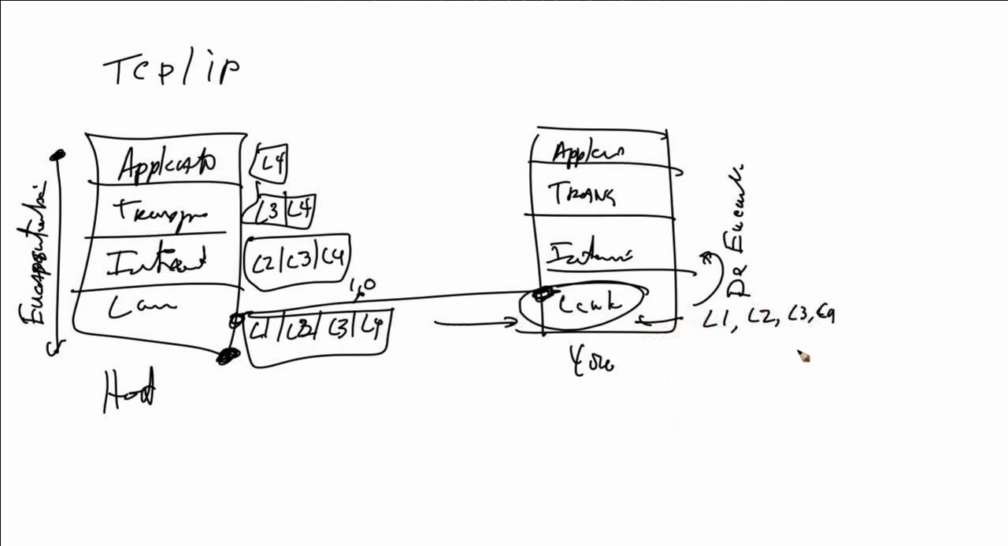Well, what's going to happen is it's going to remove the L1 header, and it's going to take this and pass it up to the internet layer. So I'm going to have layer 2, layer 3, and layer 4. The layer 2 header tells this layer what to do.